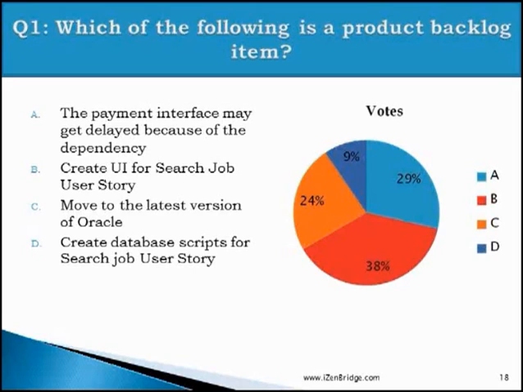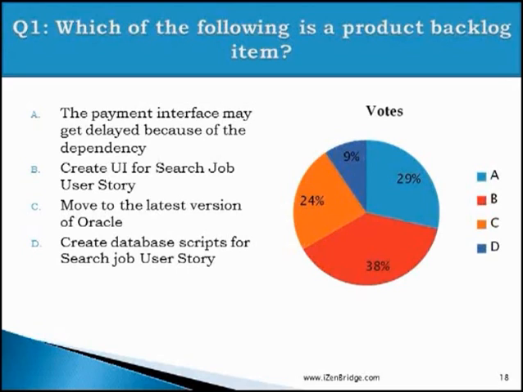This was the question which got the maximum diversified views. Some of you are thinking, let us look at each and every item. A, the payment interface may get delayed because of the dependency. Now this is not a product backlog item. This is kind of a risk. B, create UI for search job user story. Creating a UI for a user story looks like a sprint task, because a user story like search job should be treated as a product backlog item, not create UI for search job. So B also doesn't fit.